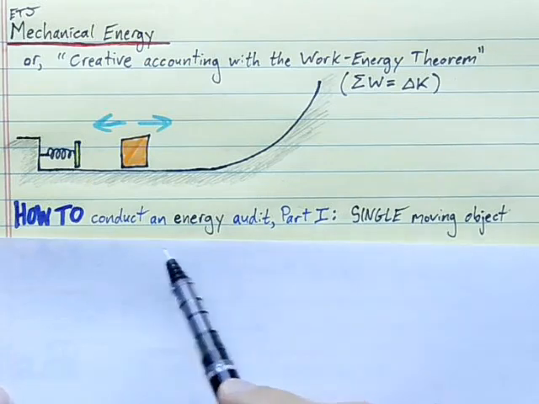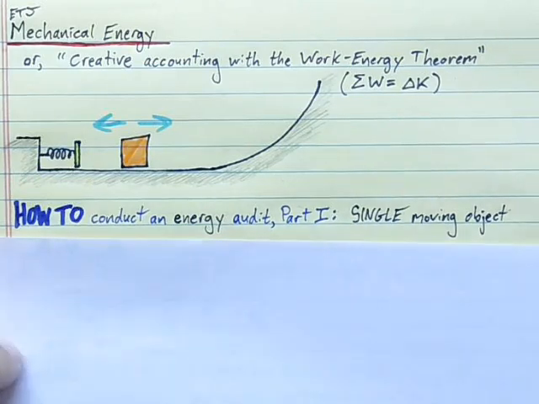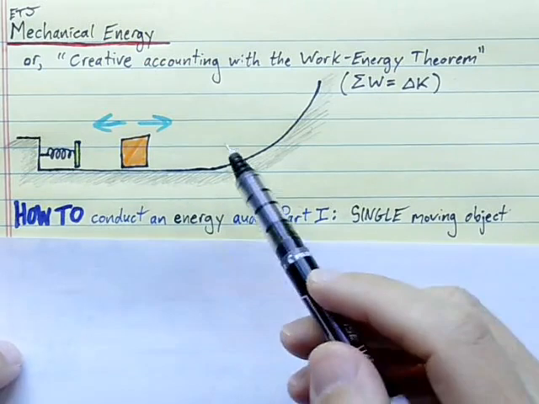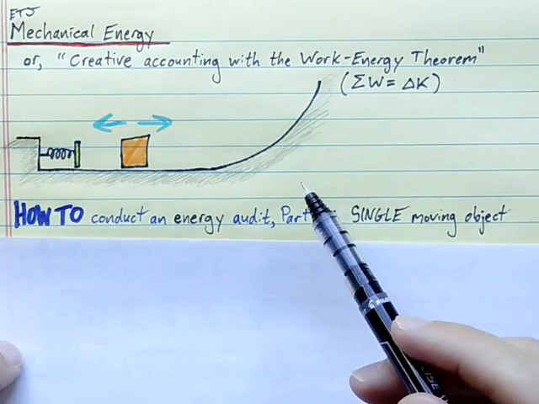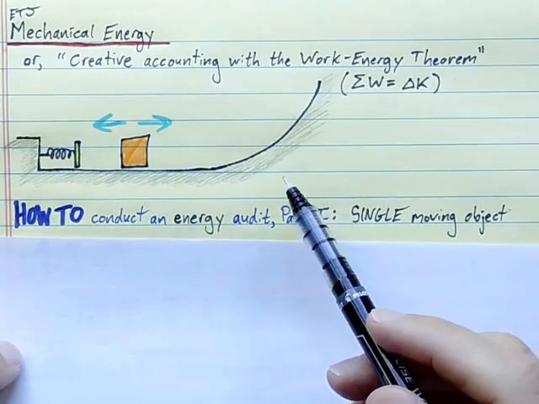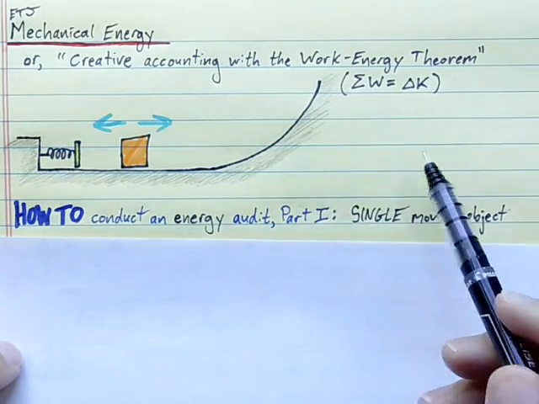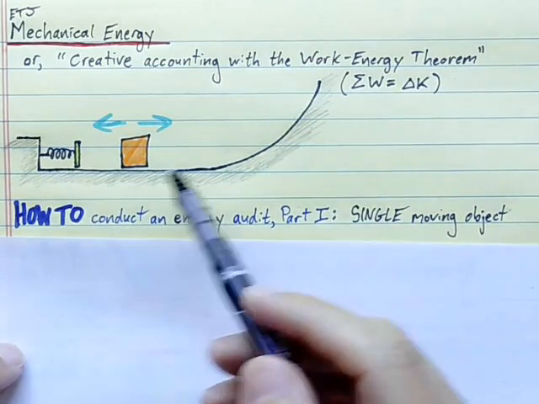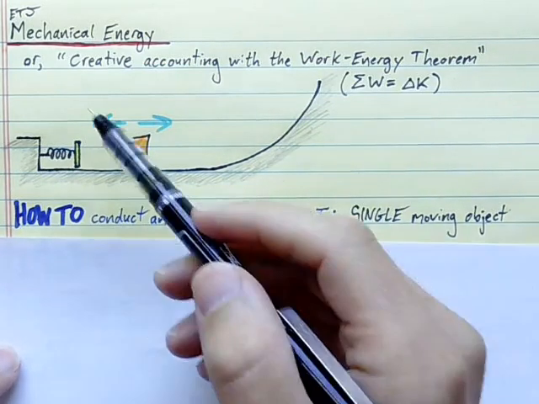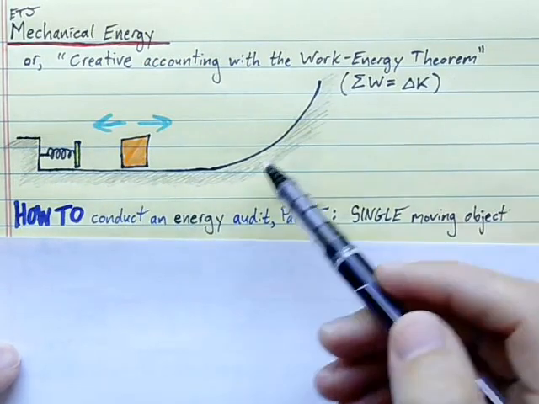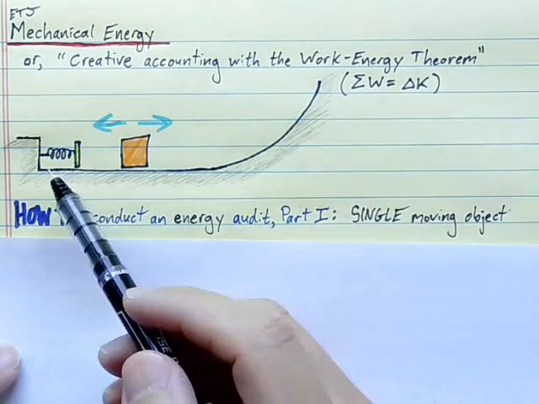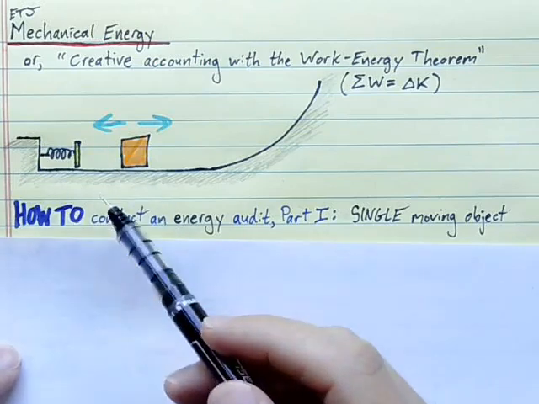By energy audit, I mean what we're going to do is identify all the forms of energy present in the scenario, group those into categories, and then track how energy is transferred from one category to another as the object moves around. So in this example scenario, I've got a block sliding on a rough surface with a linear spring here, an elastic spring.